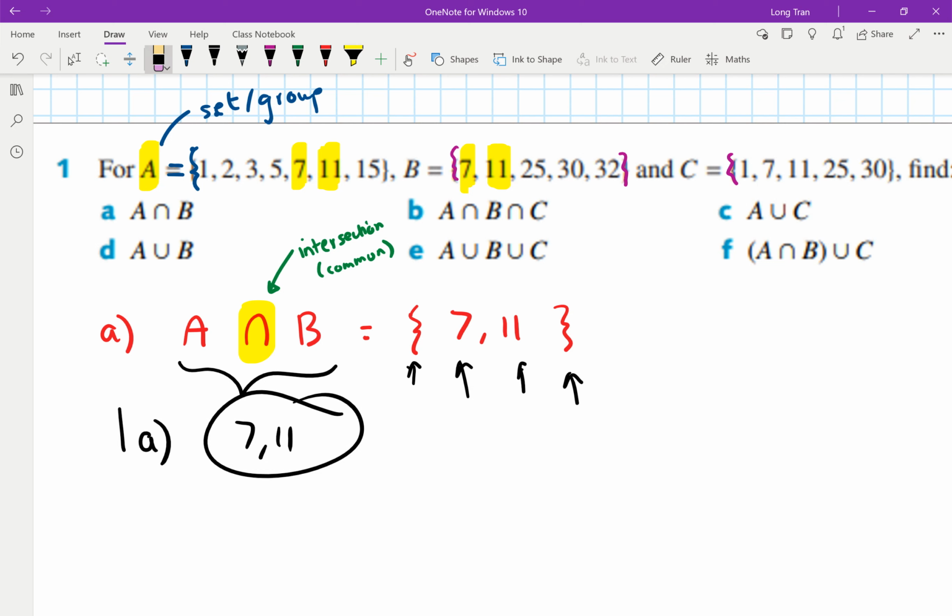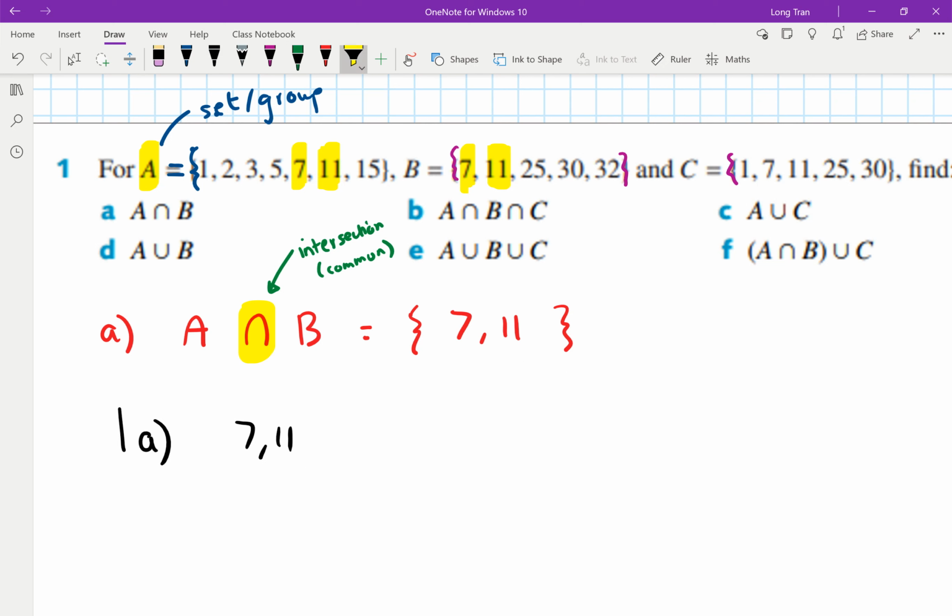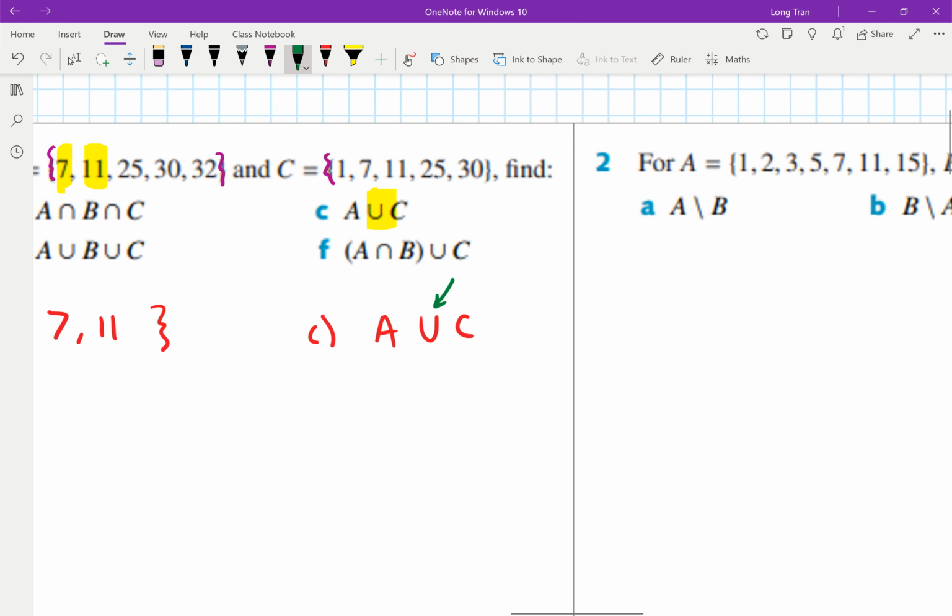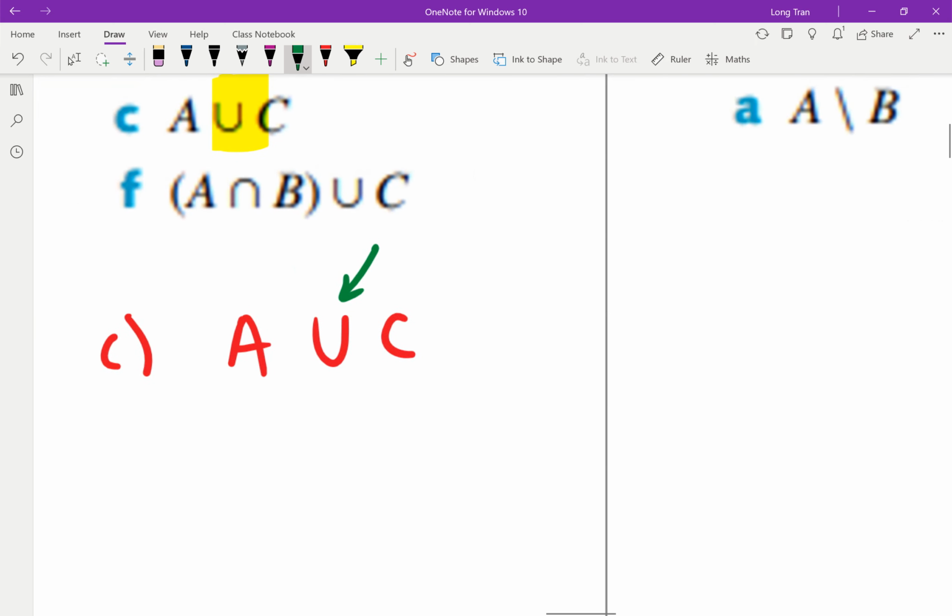Okay, so the first part is intersection. We've done intersection. What about this symbol over here in C? What does this symbol mean in C? Anyone know? What's that symbol mean? Union. But what does union mean? Means or. I like to think of it as unity, or unite, or include.